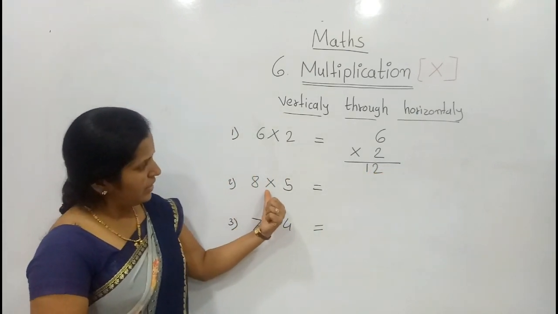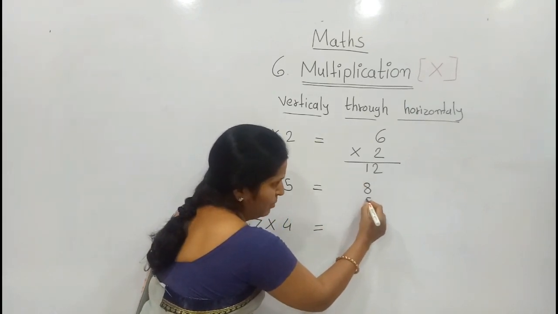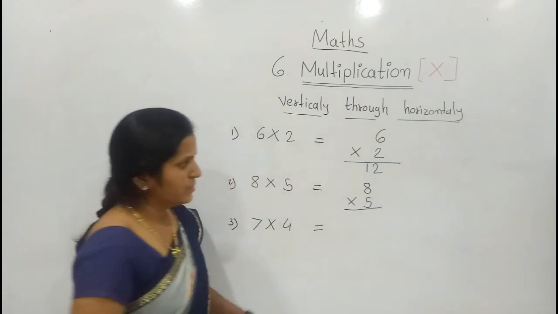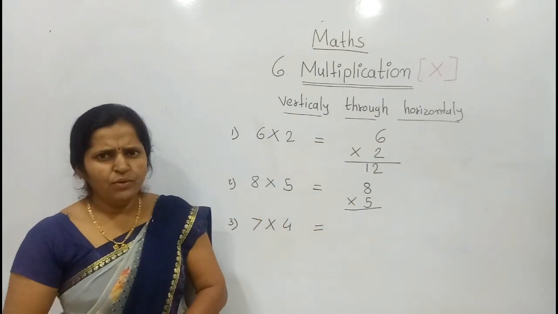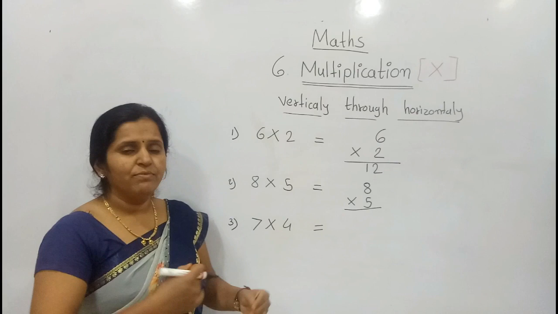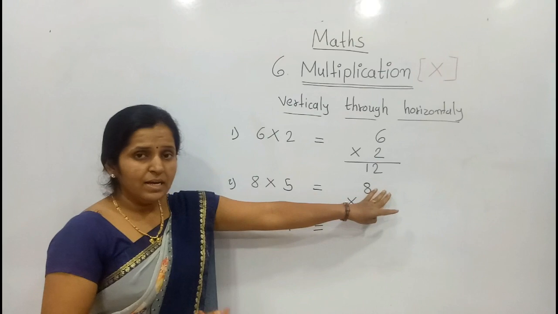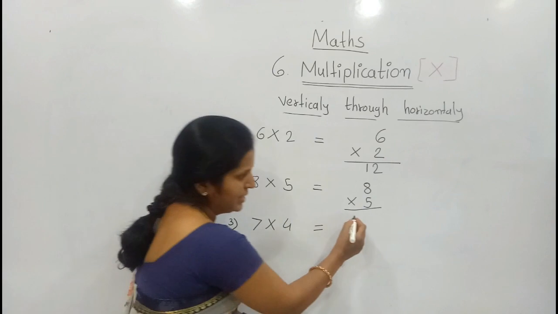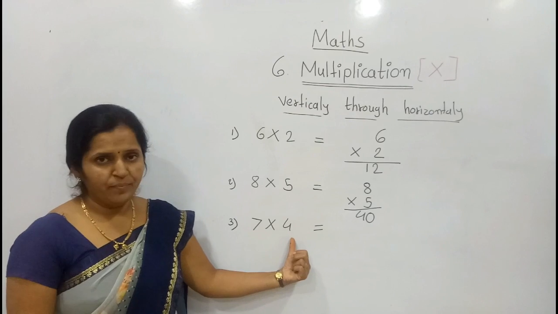Second example, 8 into 5. Where do we have to write the 8? Upside. Then exactly below that, write the 5. Give the sign of multiplication. 5 table up to 8 or 8 table up to 5, you can see it either way. 5 1s are 5, 5 2s are 10, 5 3s are 15, 5 4s are 20, 5 5s are 25, 5 6s are 30, 5 7s are 35, 5 8s are 40. Means our answer is 40.